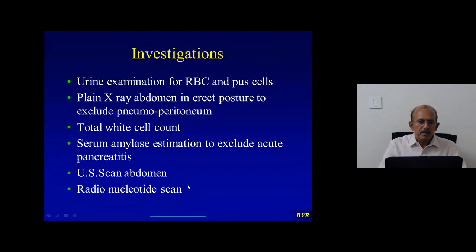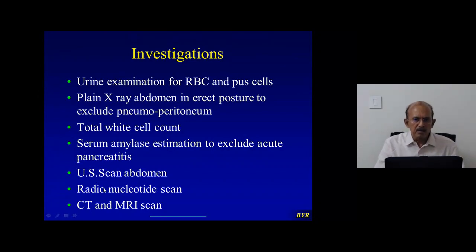In some cases, you have to go for radionuclide scan, and in other cases you have to go for CT and MRI scan. These last two are done only in special circumstances. So routinely for all the acute abdominal cases, these 5 tests are mandatory: urine for micro, plain X-ray abdomen, total leukocyte count, serum amylase, and ultrasound scan abdomen. These things must be done in every case. The other investigations like CT and MRI are reserved for certain other cases.